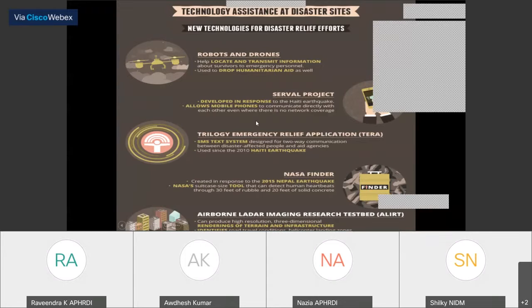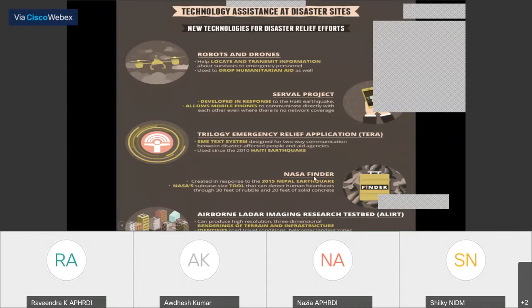Usually in a disaster, transmission towers or many communication towers collapse or are damaged. So this type of device can work without signal, without network coverage. And there is the Trilogy Emergency Relief application, Terra. This is an SMS text system for two-way emergency communication, where the rescuers and the people affected can communicate directly.